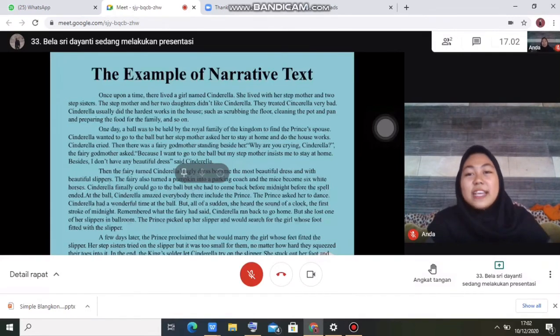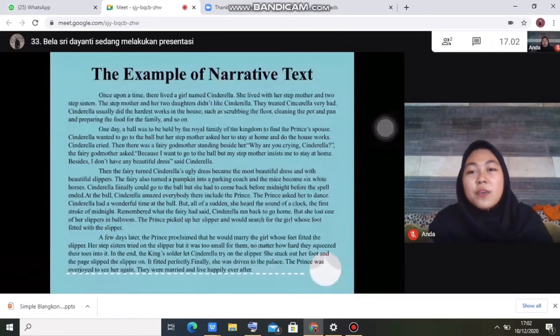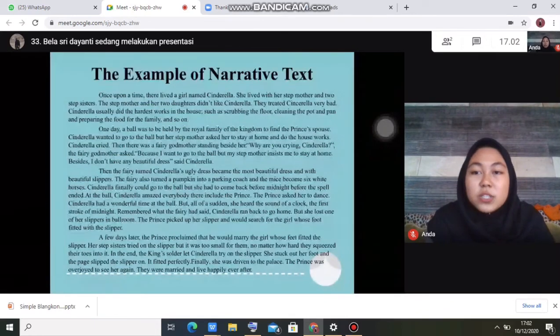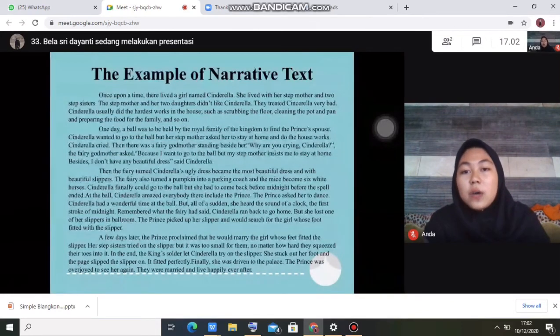What's the title of the text? Cinderella. Oh, great. Okay, once upon a time, there lived Cinderella. She lived with her stepmother and two stepsisters. The stepmother and her two stepsisters didn't like Cinderella. They treated Cinderella very bad. Cinderella usually did the hardest work in the house, such as scrubbing the floor, cleaning the pot and pan, and preparing the food for the family and so on.